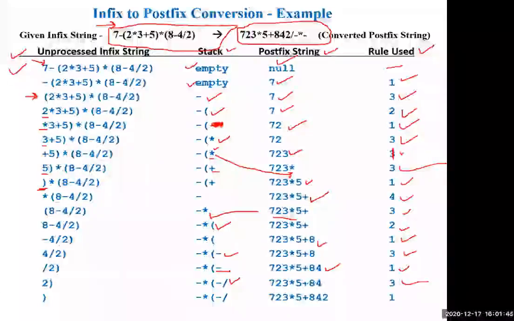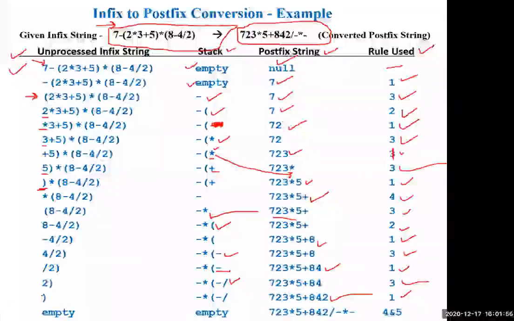Then we have this 2, which is an operand, so it will be added to the end of the postfix string as per rule number 1. And then we have this closing bracket. As per the closing bracket, we have this division and minus popped out of the stack and one by one added to the end of the postfix string like this, these ones.